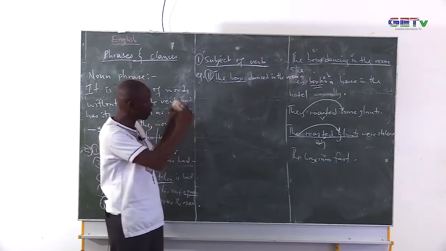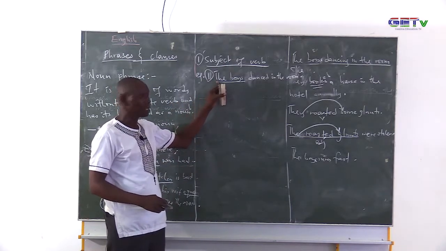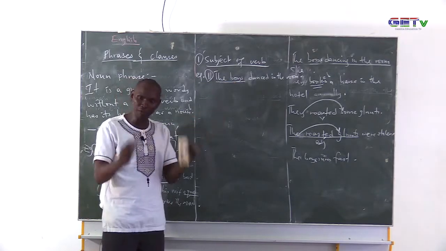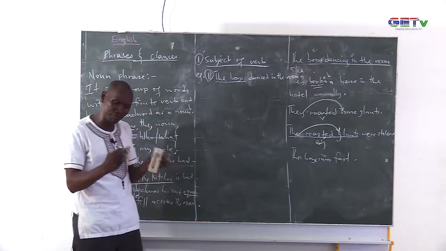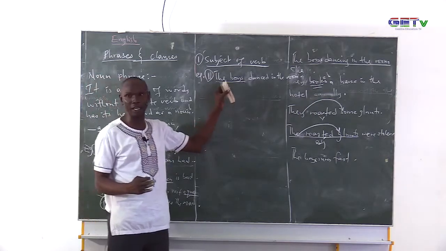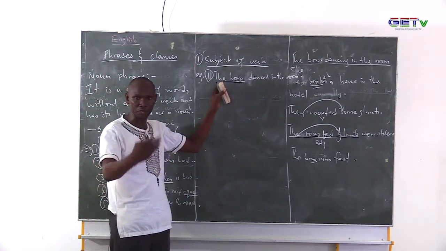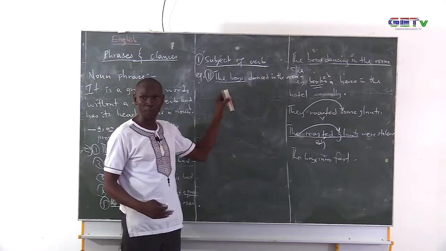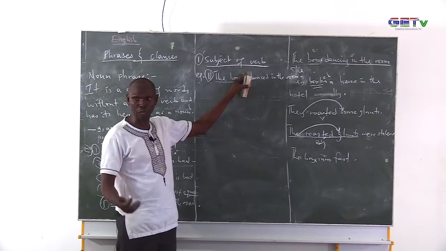And now, let's look at this. The is an article and boys is a noun, and it's where everything stops. So now that there's no verb at all, you cannot call this a clause. You call it a phrase. And now by looking at this, we know it can answer the question, what or who?